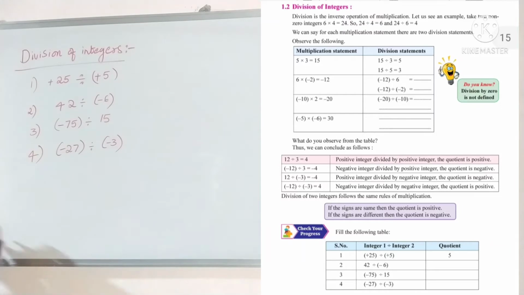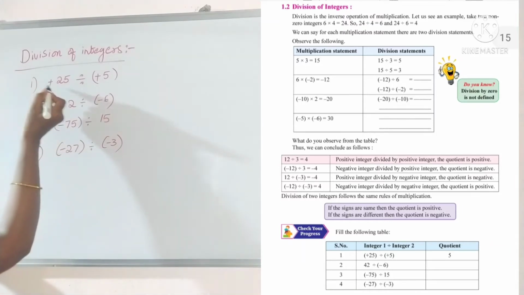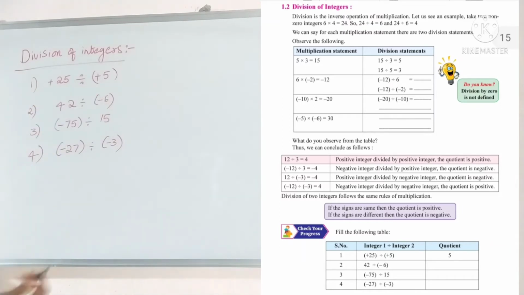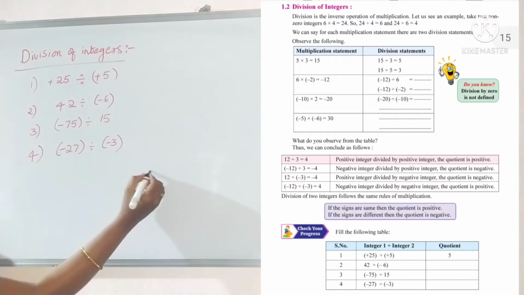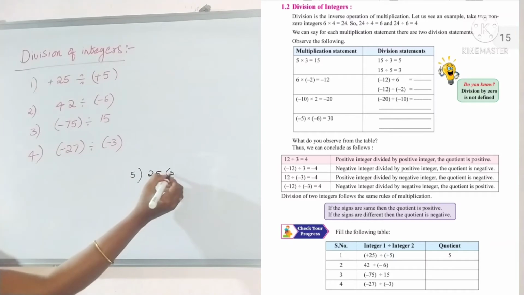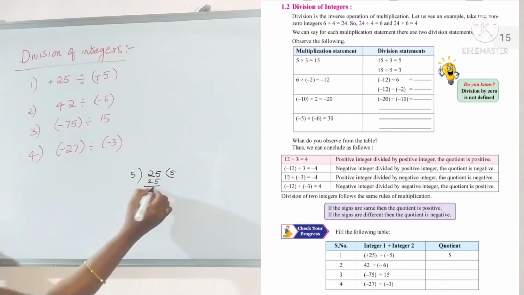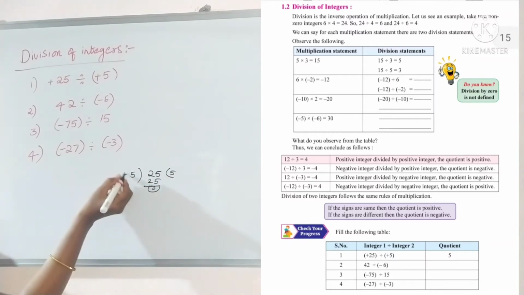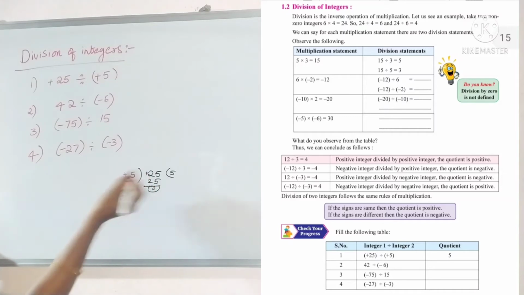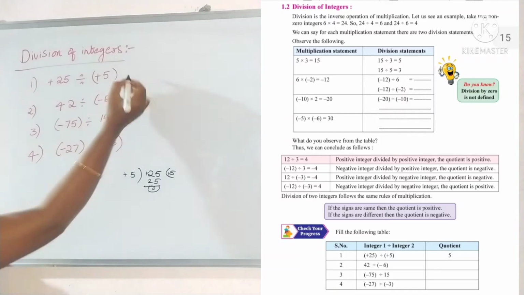Here see, plus 25 divided by plus 5. You know the division, right? 25, 5. 5 fives are 25. So this is also plus and this is also plus. To get plus, the quotient is also plus. So this is plus 5.